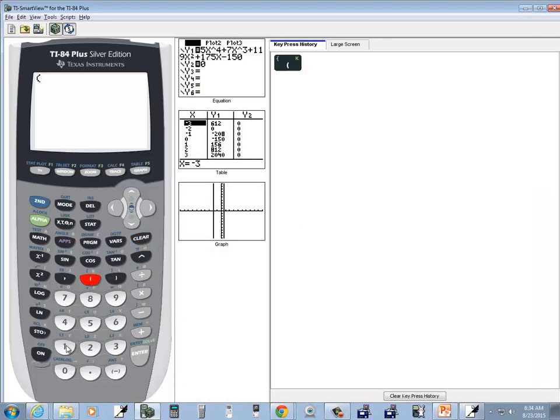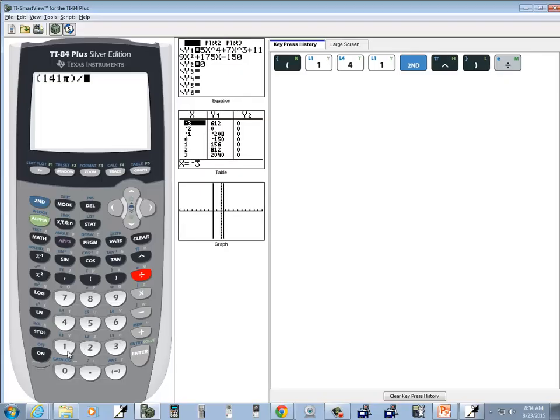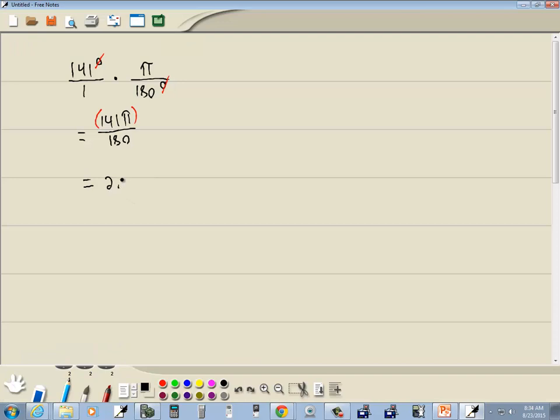So do a beginning parenthesis, 141 pi, second caret, closing parenthesis, divided by 180. And then press enter. And round to the hundredth, so it's 2 decimal places, so it'll be 2.46. And there is no degree mark on here because this is radians. So how we'd enter our answer is simply 2.46.